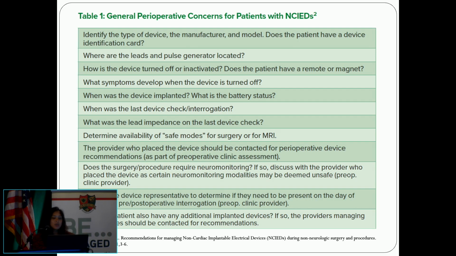So prior to anesthetizing a patient with one of these non-cardiac implantable devices, there are several questions that you should be asking. Identify the type of device, the manufacturer, the model. Does the patient have their device identification card with them? Where are the leads? Where's the pulse generator? How do you turn this device off? How do you inactivate it? Does the patient have a remote? What happens when you turn off the device? When was it last interrogated? Is there a safe mode for surgery or for MRI? Some other questions as well.